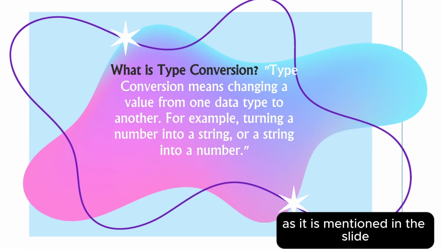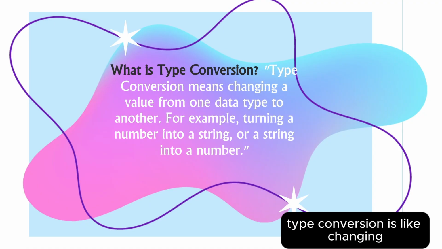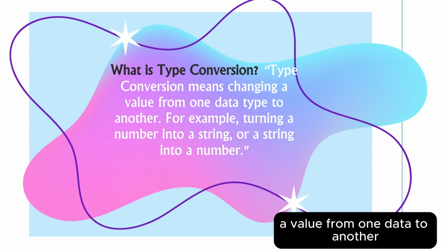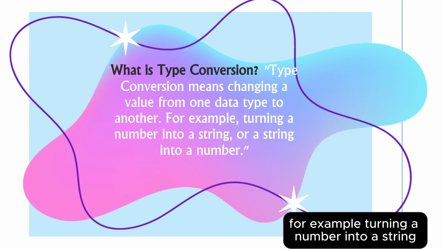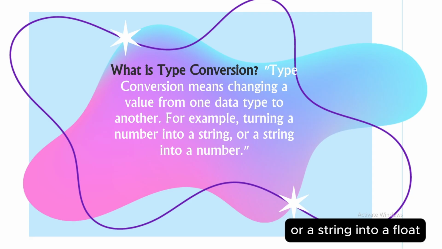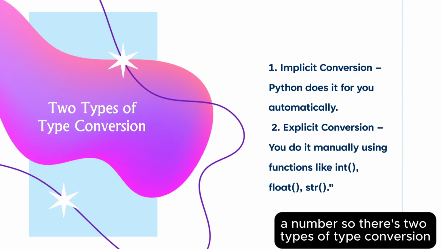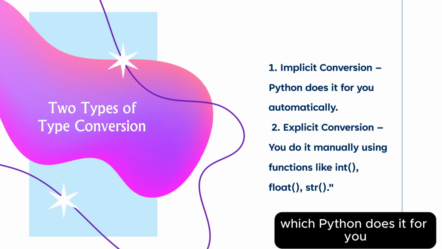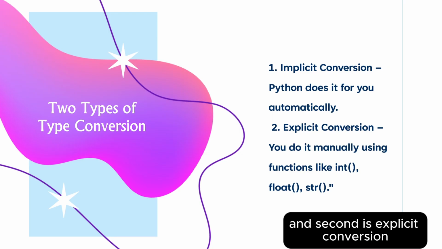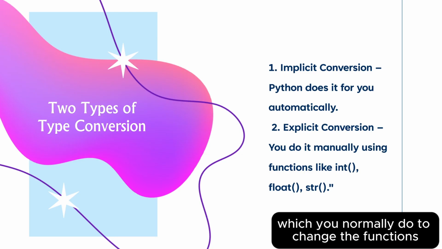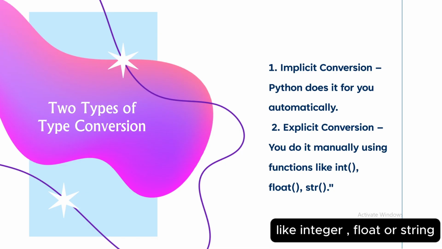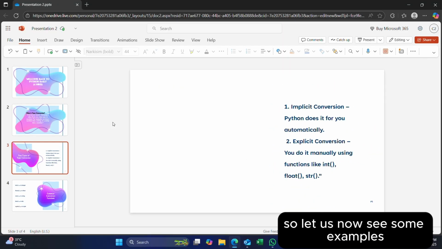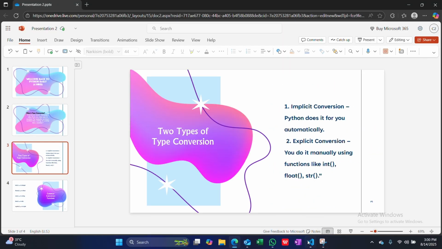As mentioned in the slide, type conversion is like changing a value from one data type to another. For example, turning a number into a string, or a string into a float or number. There are two types of type conversion. One is implicit conversion, which Python does for you, and the second is explicit conversion, which you normally do with functions like integer, float, or string. So let us now see some examples.